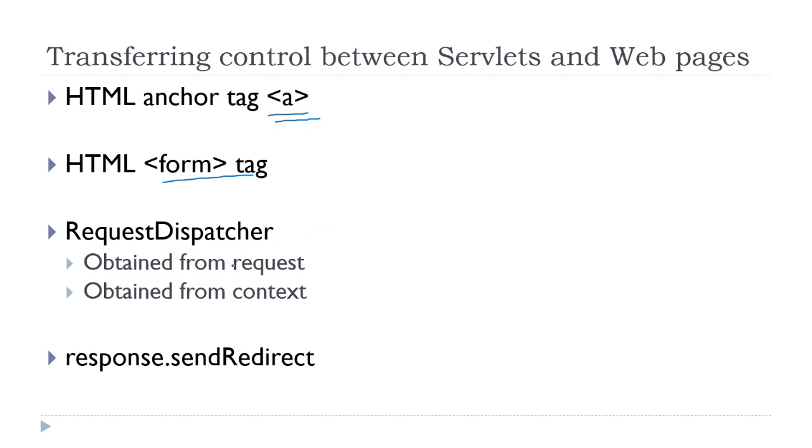There are two objects from which a request dispatcher object can be obtained. One is using the request and one is using the context of the application. And the last way is to use the response. By using the response.sendRedirect method also, we can send the control from one servlet or one web page to another.